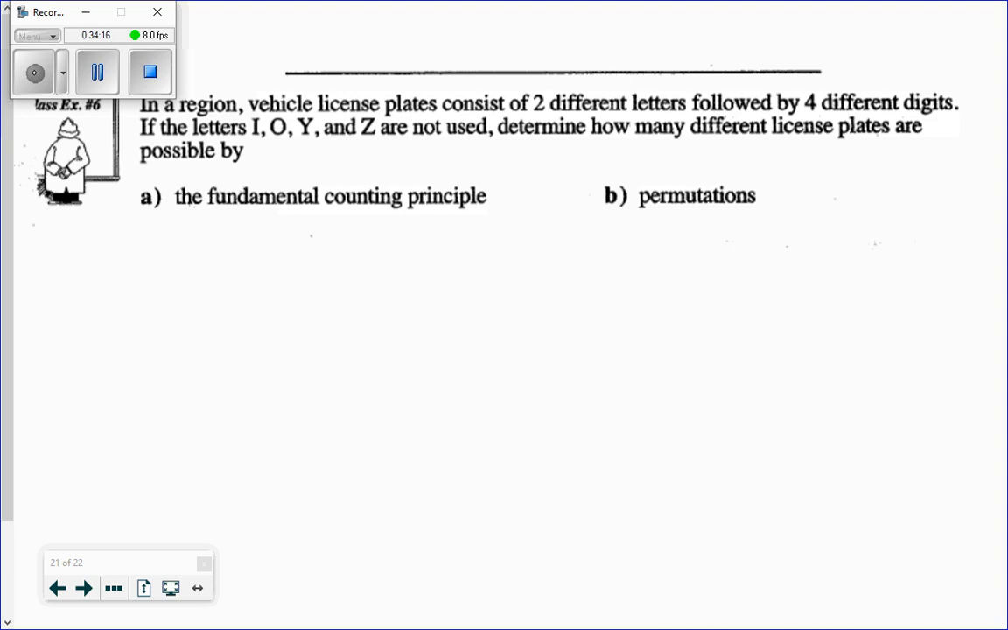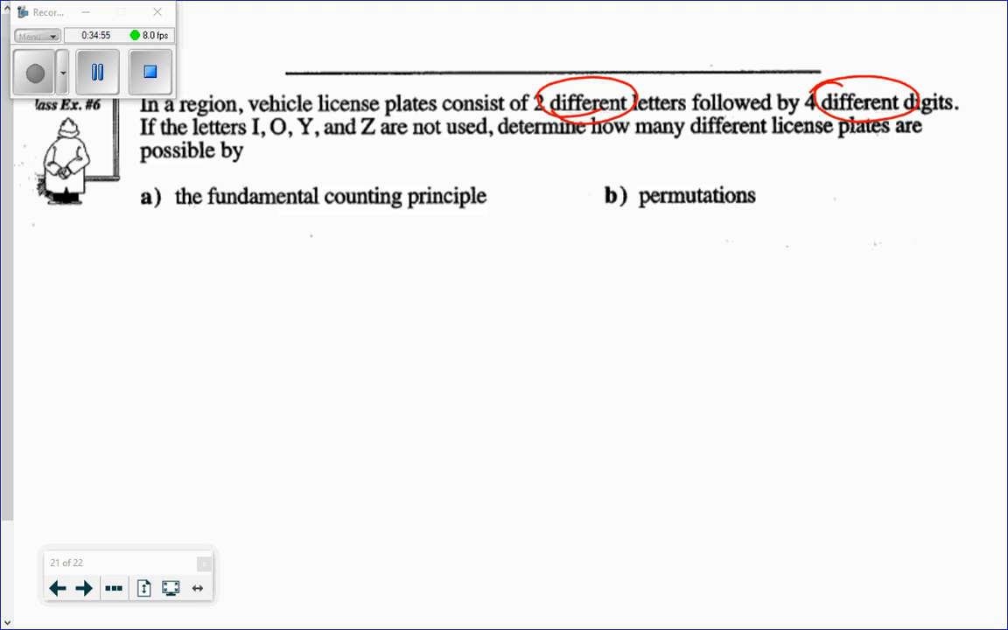Yep, page 77. So it says, in a region, vehicle license plate consists of 2 different letters. That word is important. Followed by 4 different digits. If the letters I, O, Y, Z are not used, how many different license plates are possible? Okay, so if I have the license plate CR3125, is that different than RC5213? Yes. So the order of the numbers and letters matters.